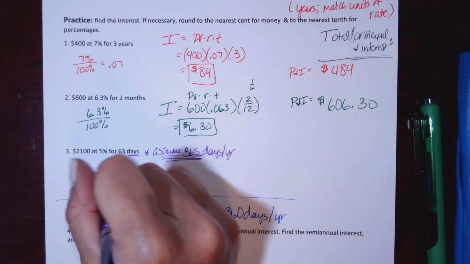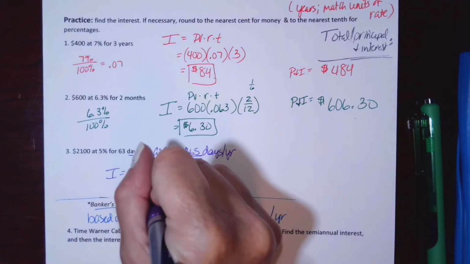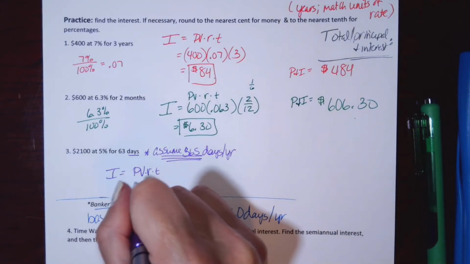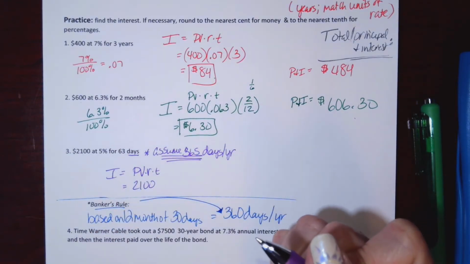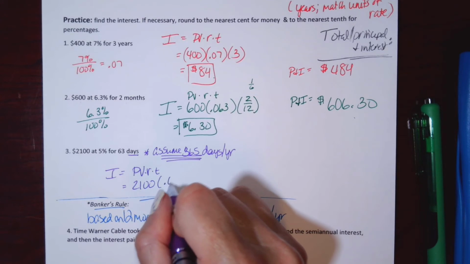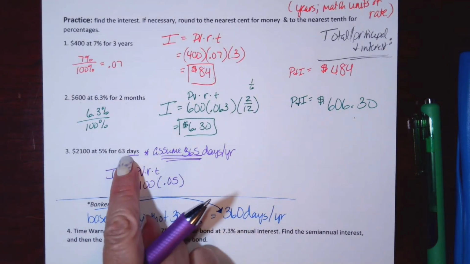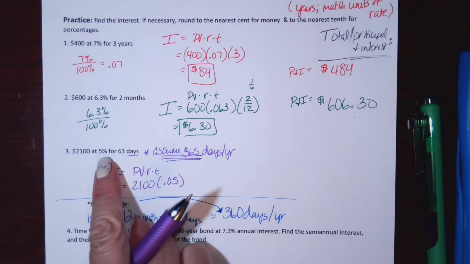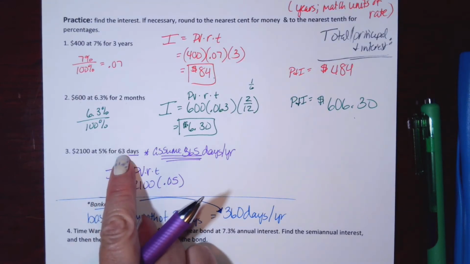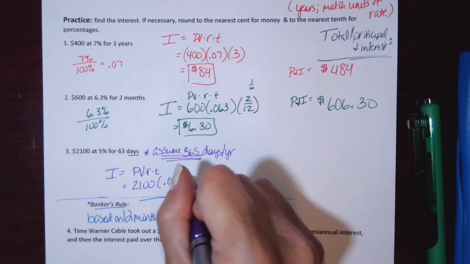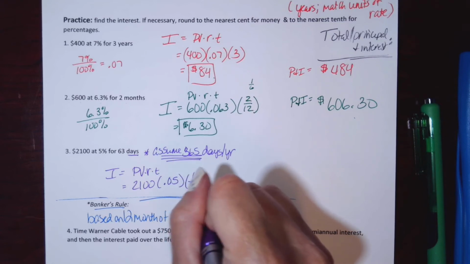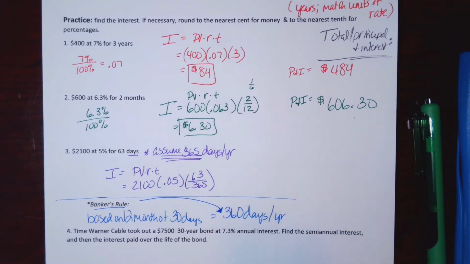All right. Interest is present value times rate times time. My present value here is $2,100. It's invested at 5%. I need to write that 5% as a decimal for 63 days. Now remember, our rate is an annual rate, so we need to write this in terms of a year. That's 63 days out of 365 because we weren't told to use our banker's rule.